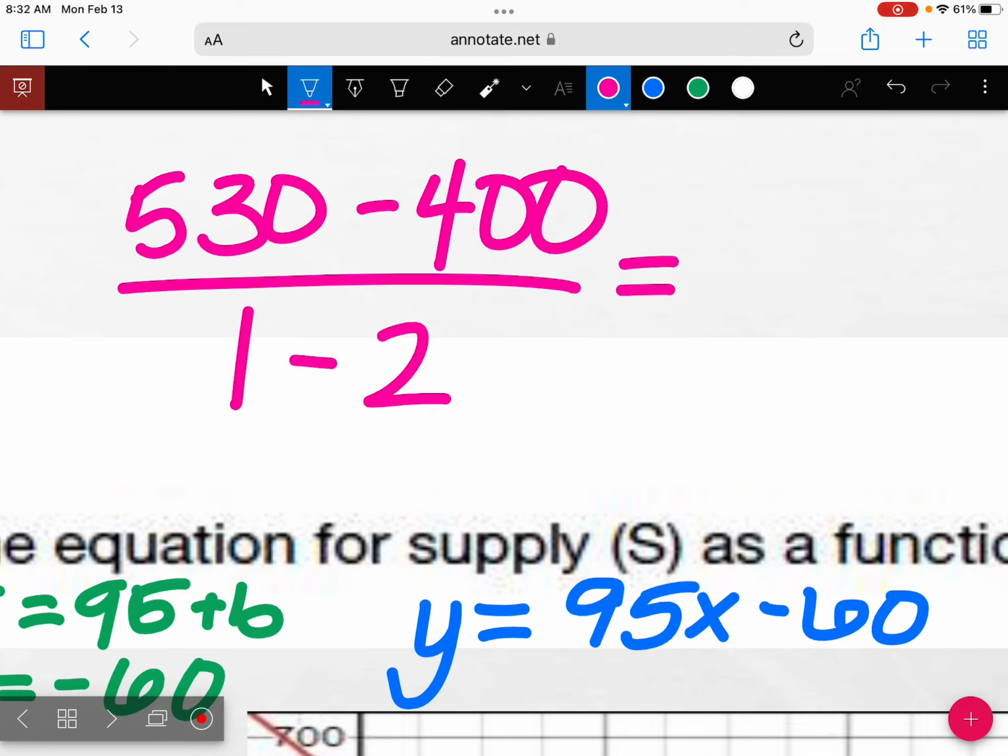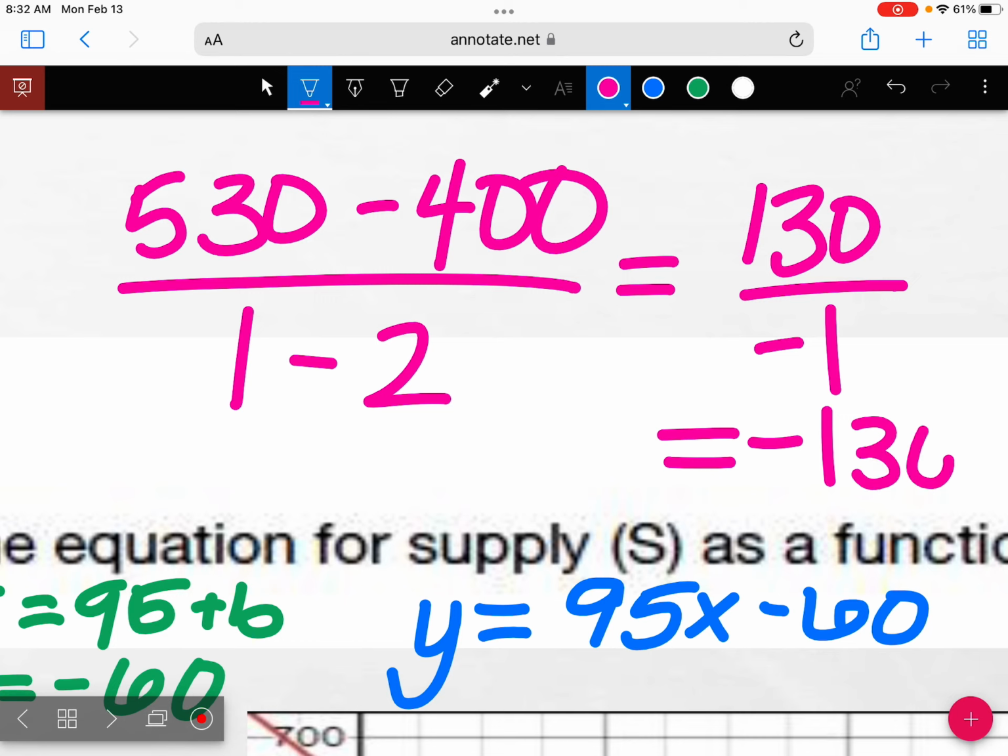Because what do we get on the top? 530 minus 400 is what? 130. And what do we get on the bottom? -1. So this is equal to -130, right? If we were to flip it to be 2 minus 1, what would we get on the bottom? Positive 130, yeah. And if you go back and look at your equation for demand, do you have a positive slope? No, right? So we got to make sure we keep our x's and our y's together in the way we put them into our equation, okay?